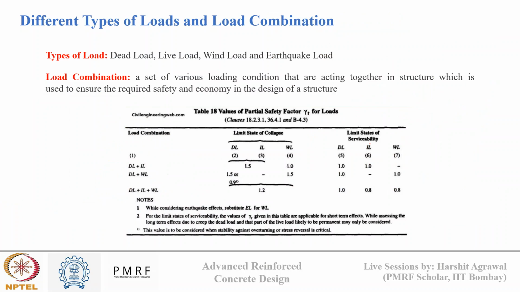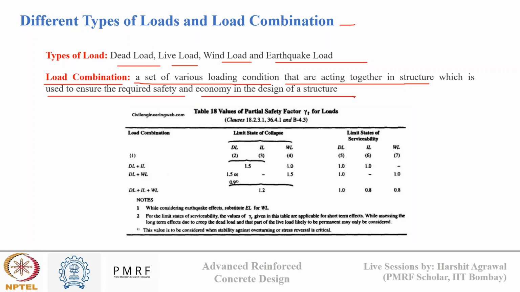Now, in load, when we talk about extreme conditions, we mean considering all types of loading that can act on a structure. There are dead loads, live loads, wind loads, and earthquake loads. Now, how do these loads combine? That is given to us by load combination. So load combination is a set of various loading conditions that act together on a structure, which ensures that the structure has required safety and economy in design.